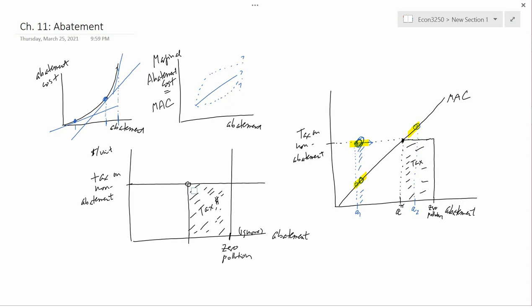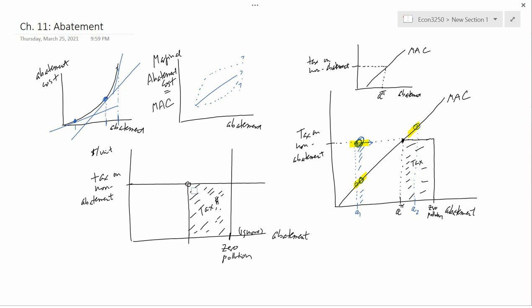To summarize, then, what we're saying is that if you have abatement and you have an MAC curve, marginal abatement cost curve, and you have a tax on non-abatement, and you want to know what the firm wants to do, the answer is start from your tax on non-abatement, go to your MAC curve, drop a line down, and that is going to show A pi, the amount of abatement that the firm wishes to engage in.